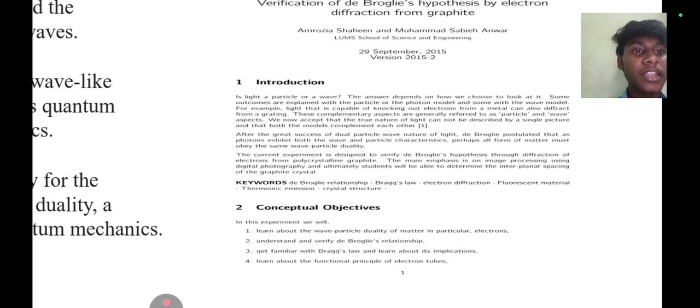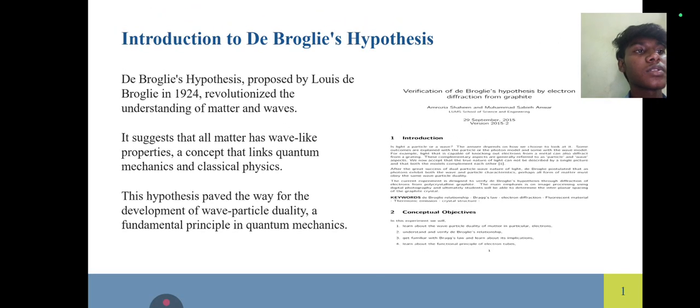Conceptual objectives. In this experiment, we will learn about the wave-particle duality of matter, in particular electrons, understand and verify de Broglie's relation, get familiar with Bragg's law and learn about its implications. Learn about the functional principle of electron tubes.